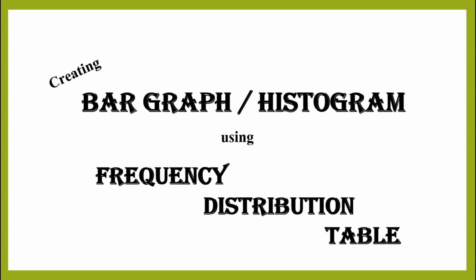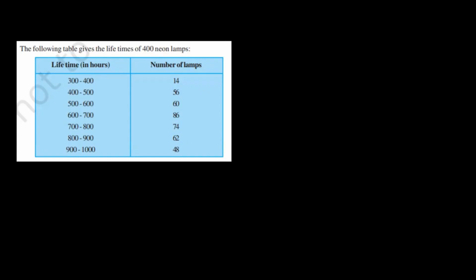Now, in this part, we'll discuss how to convert a frequency distribution table into a histogram. If you observe this data, they gave about 400 neon lamps and their lifetime. How many lamps' lifetime is between 300 and 400? How many between 400 and 500? Like that, they gave different numbers of lamps and their lifetime. So whenever we are converting the given tabular form or frequency distribution table into a histogram, firstly, let us draw the graph sheet.